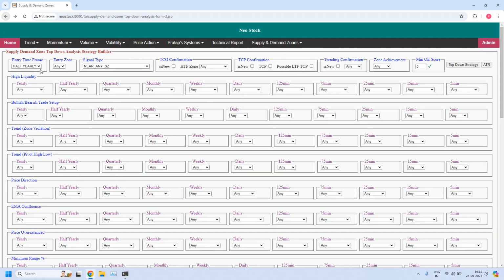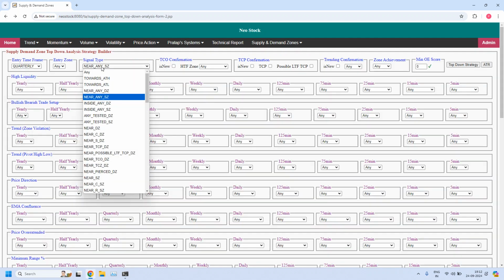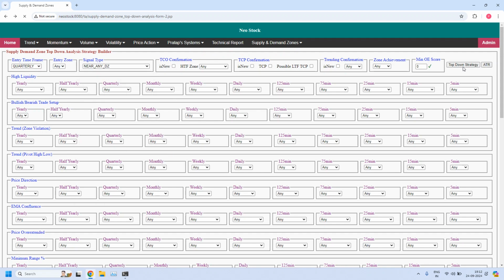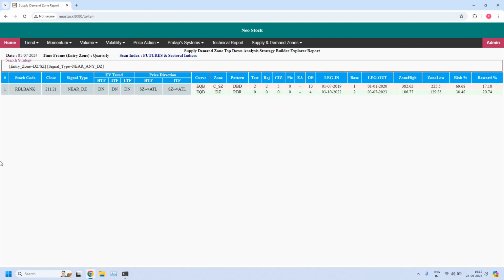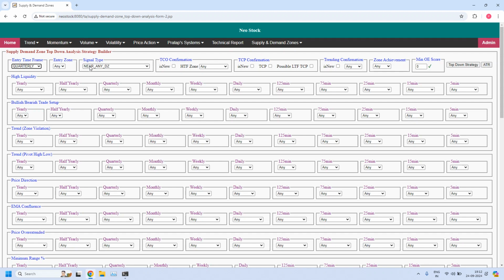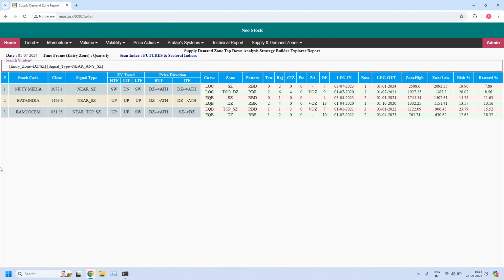The next time frame is quarterly. Let us find the stocks near quarterly demand zone. One stock is filtered near to the quarterly demand zone. The next report for quarterly time frame, let us find the stocks near quarterly supply zone. 3 stocks are filtered.